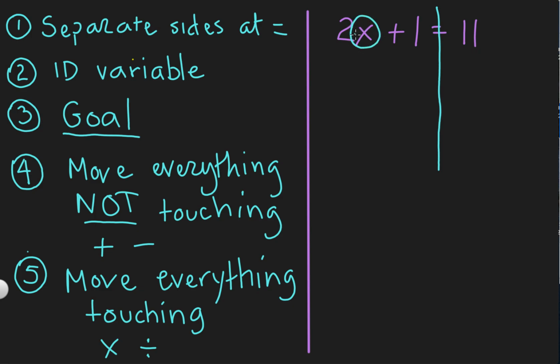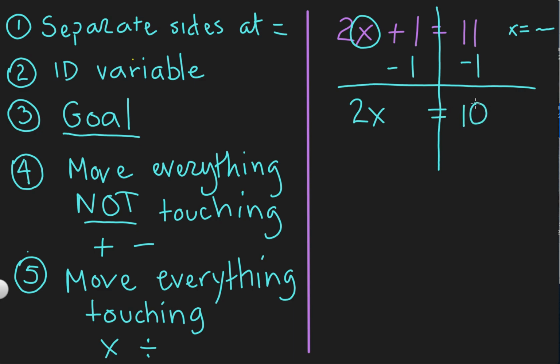By identifying the variable, I see that the 2 is really close, the 1 is far away. And we're going to move everything that's not touching the x first. Remember, my goal is to get x equals something. So we've got to get everything away. So we do the plus or minus first because it's not touching the x. The opposite of a plus 1 is a minus 1. Now the 1s cancel here. Positive 1 and negative 1 is 0. That leaves us with 2x equals 10.